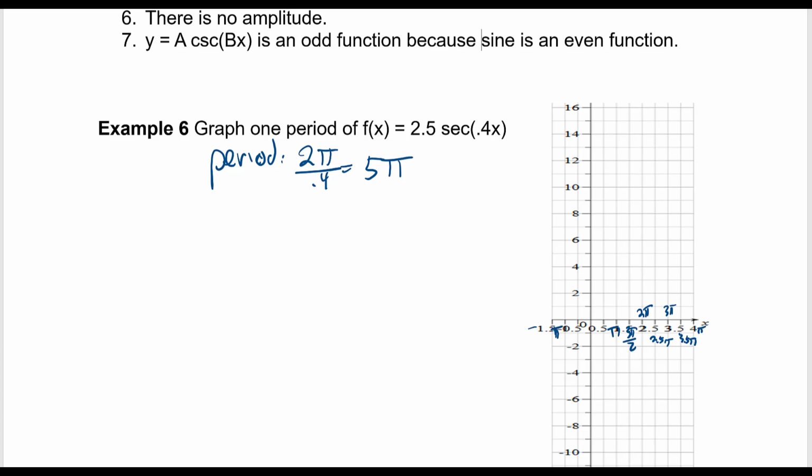Now, if the period is 5 pi, this is a secant, so that's going to be an even function. So it's going to be kind of straddling the y-axis. It's not horizontally shifted. So at 2.5 pi, think about this for a second.